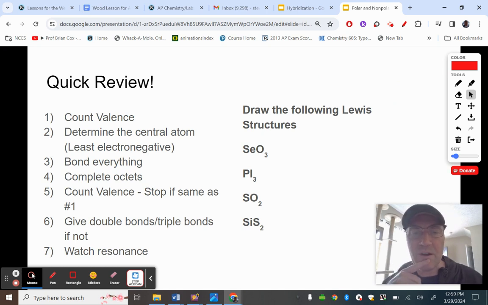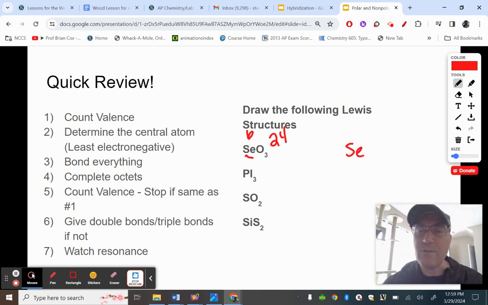So first step is to count valence, and valence is just the group it's in on the periodic table. When I look at this one, Se has 6 valence electrons and O has 6 as well because they're in group 16. So this is looking like it has 24. Then you're going to pick the center atom. The center atom is the least electronegative, which happens to be selenium here, so we're going to put selenium in the middle.